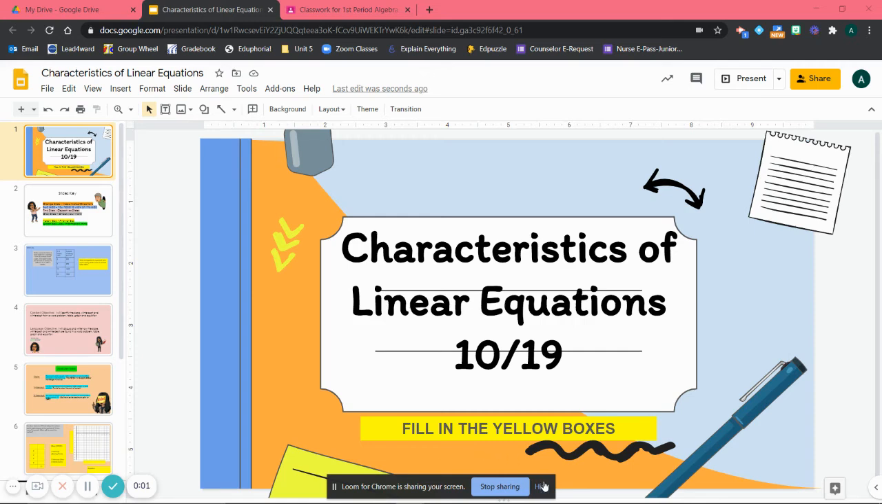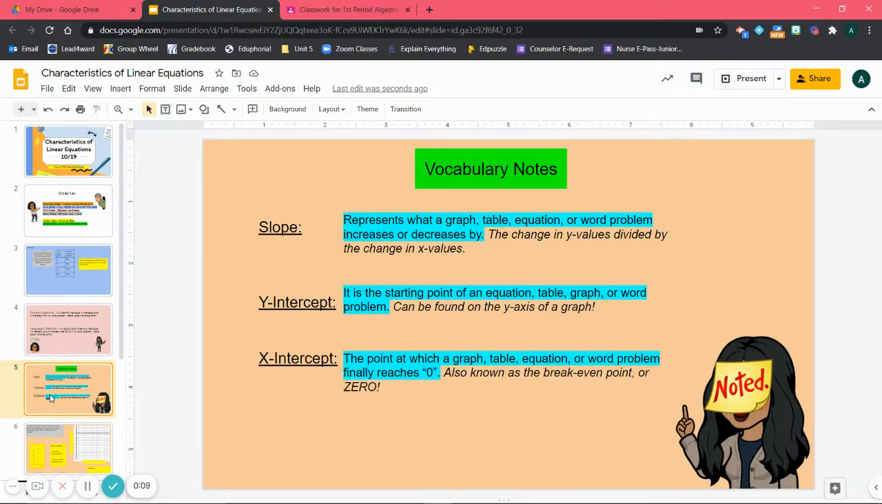Okay, so for today's Ed puzzle, go ahead and title your notes Characteristics of Linear Equations. So here is some of our new vocabulary. You're definitely going to want to write this down. Our first new vocabulary word is slope. The definition is it represents what a graph, table, equation, or word problem increases or decreases by.